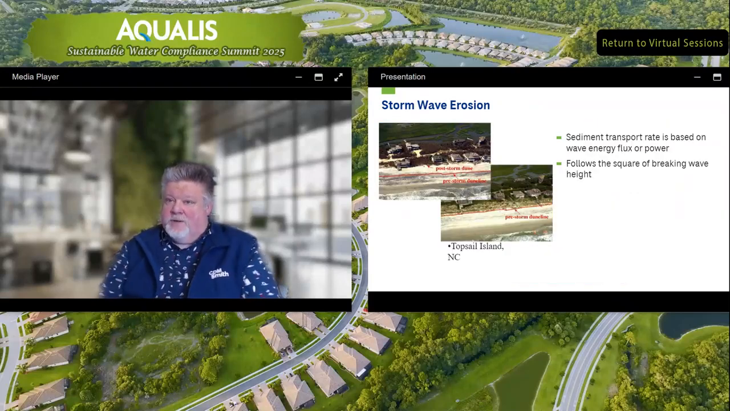So, storm wave erosion. This is the important concept to understand about sediment transport in the nearshore zone: the sediment transport rate equations we use are all based on wave energy flux, or power, and that scales as the square of the breaking wave height. The breaking wave height is usually the wave height where you see breaking when you're looking out at the water. A lot of times that breaking wave height might be, say, 3 feet, and if you square that, of course, it's 9. But if it's a 10-foot wave, which is something that happens in a storm, that's now 100, right? So you're seeing a factor of 10 difference between 9 and 100. And that's what drives these sediment transport rates and the differences.